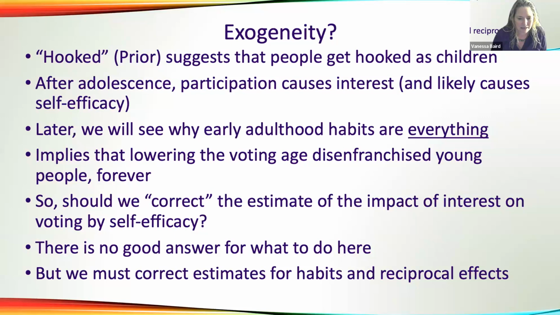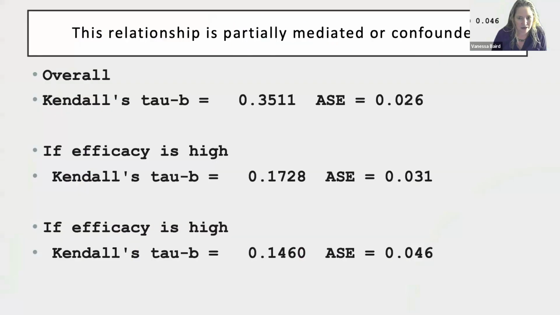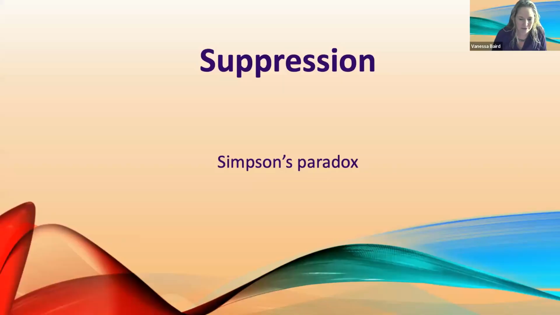So the question is, do you correct? You correct confounders, but you don't correct mediators. And if you don't know which one is which, then it's problematic to know what you correct. So that's something to be aware of. So are y'all super aware of Simpson's paradox and suppression and how that works? Or does anybody know what it is?